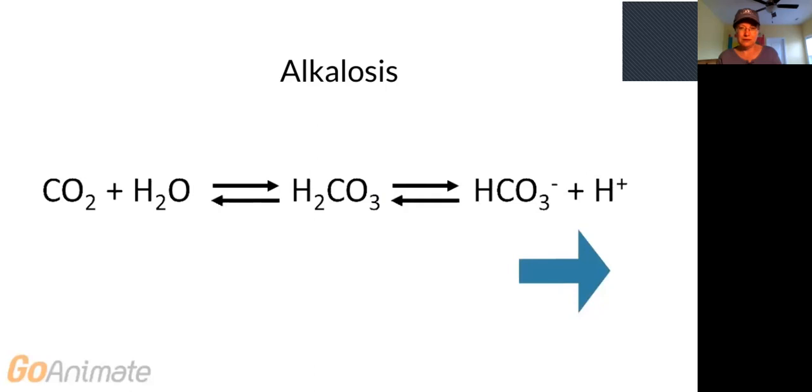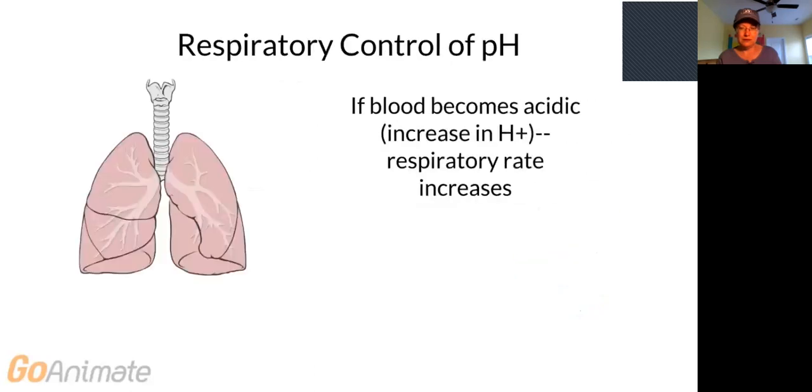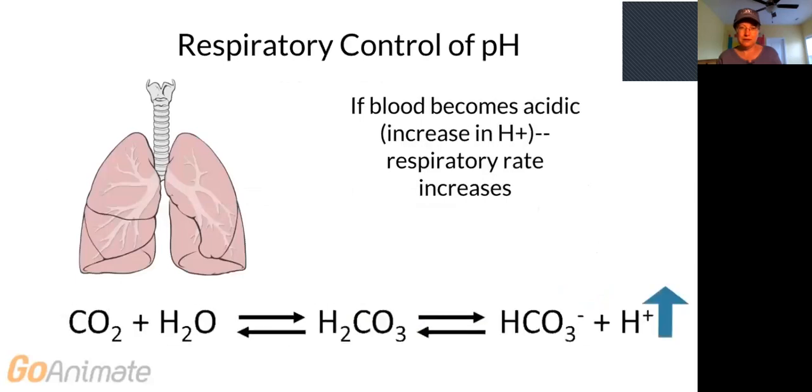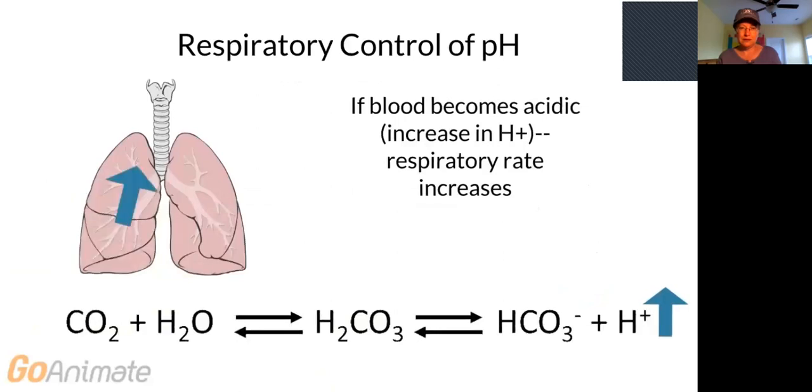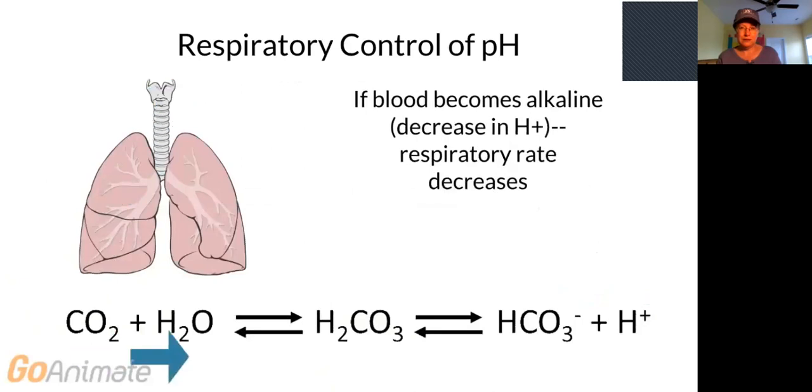In addition to buffer systems, the respiratory system also works to maintain pH. For example, if blood becomes too acidic, respiration rate increases in order to rid the body of carbon dioxide. A subsequent decrease in hydrogen ions occurs. Likewise, if blood becomes too alkaline, respiration rate decreases in order to increase the hydrogen ion concentration. You could say that hydrogen ion concentration follows carbon dioxide concentration.